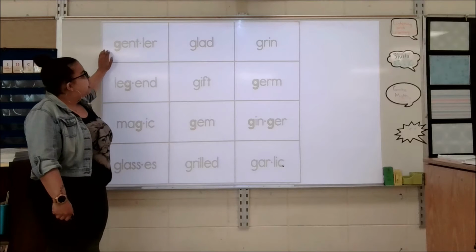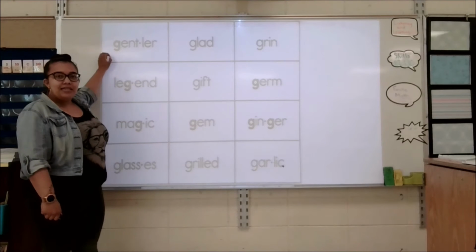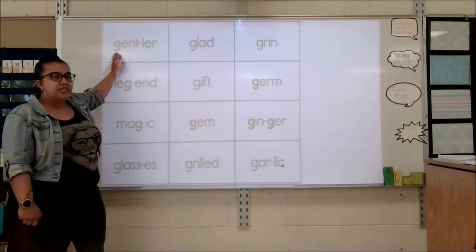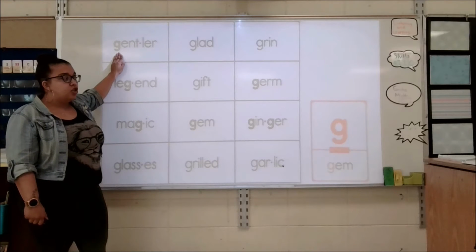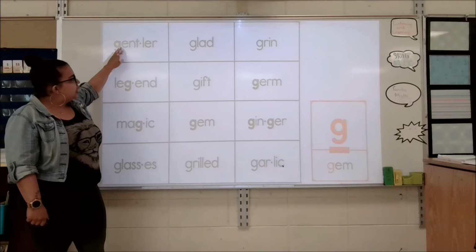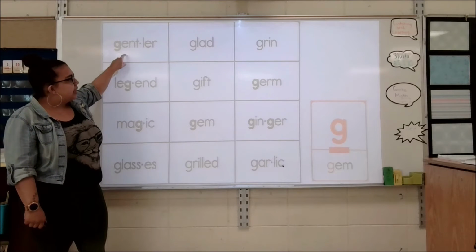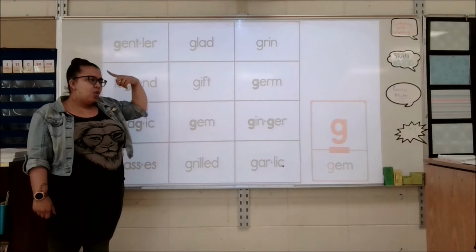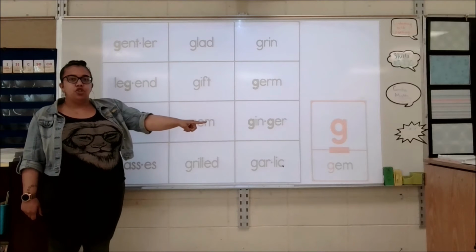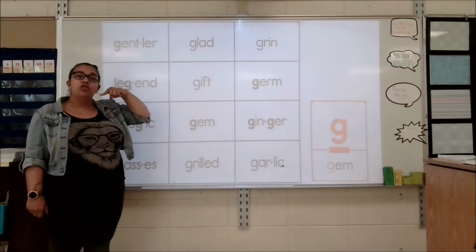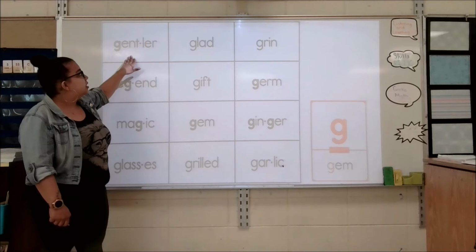So, the first word is gentler. When I say gentler, which means more gentle, you hear the sound J, like Jim. Good. So there's a G followed by an E. Remember we said that when G is followed by E, I, or Y, it usually sounds like J. And when G is followed by A, O, or U, it usually sounds like G. So let's look at the next word.